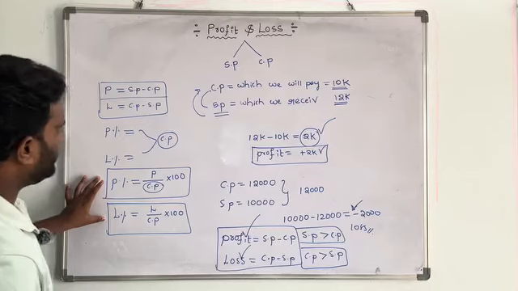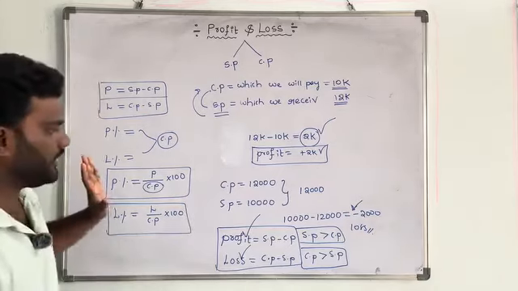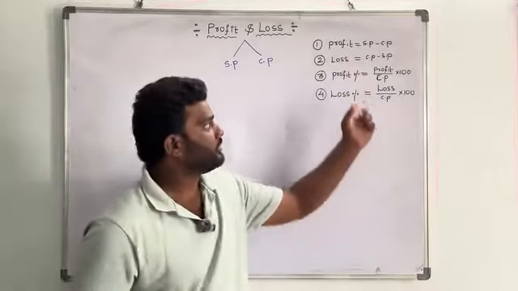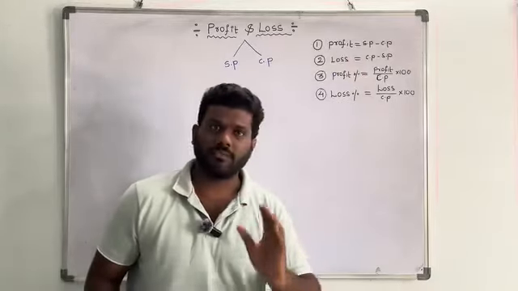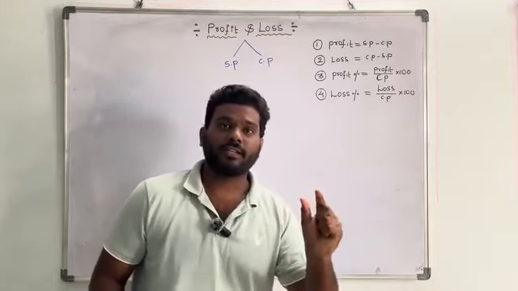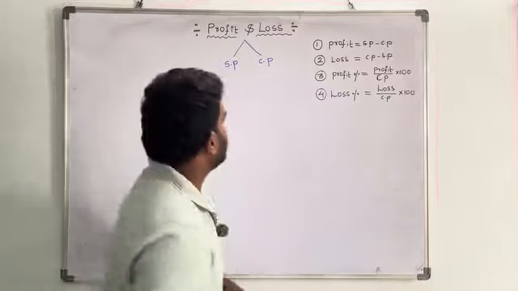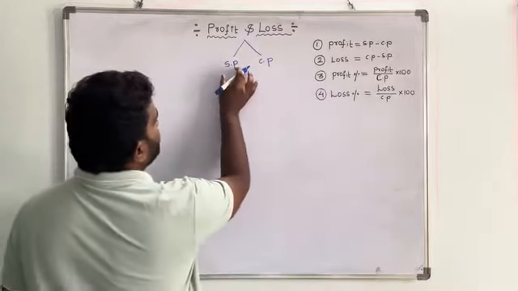It's very important and you will get sums based on this concept. We have learnt about these four formulas, right? Now the relationship between selling price and cost price when gain percent and loss percent is given. Let's see that. See the relation between selling price and cost price.